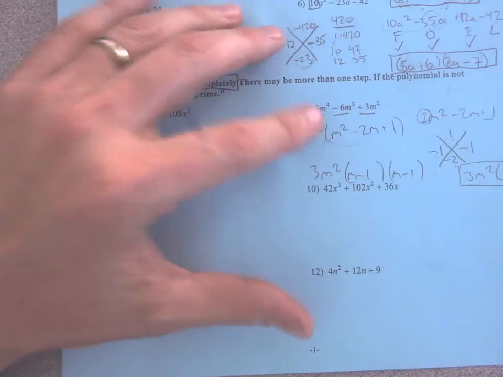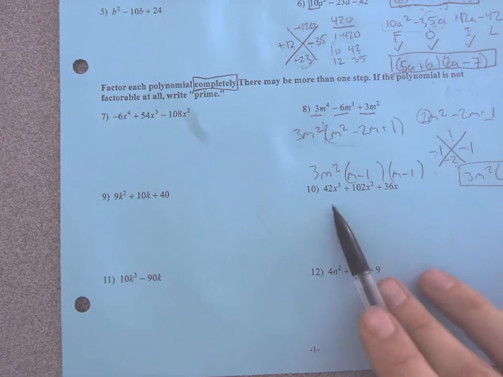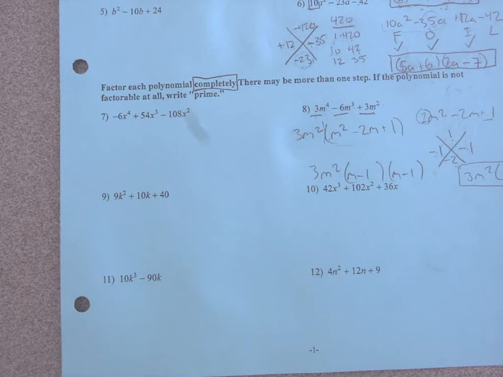All right. So most of these are going to be trinomials, right? This is a trinomial. This is a trinomial. Most of them are going to be multiple steps, so you're going to have to factor out the GCF first and then go from there. Some of these are binomials, and we'll take a look at a few of those as well. Let's go ahead and do 10, and we'll go from there.